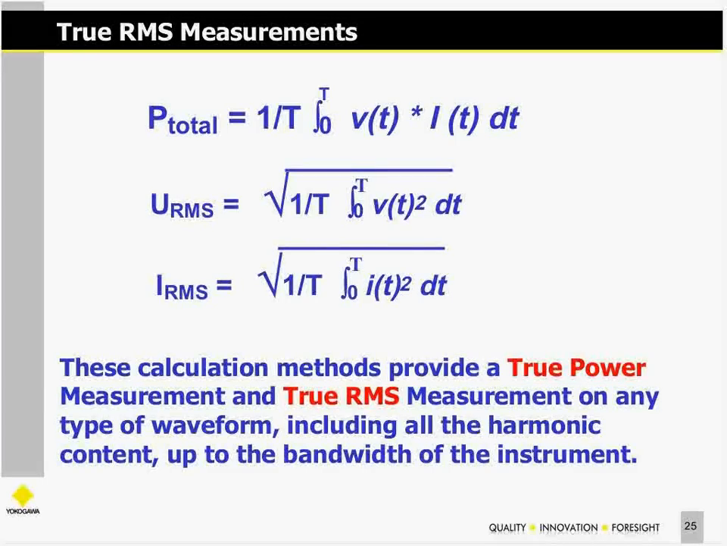So if we look at total power, again, it's the instantaneous voltage times the instantaneous current integrated over a time period. Same way with your RMS calculations for voltage and current. It's a root mean squared. So, again, we take that digitized value of voltage and integrate it over time, then take the square root of it. Same way with current. These calculations provide a true power measurement on any type of waveform, and these are also true RMS measurements. So it's a true power measurement, true RMS measurement, includes all the harmonic content up to the bandwidth of the instrument that we're using.